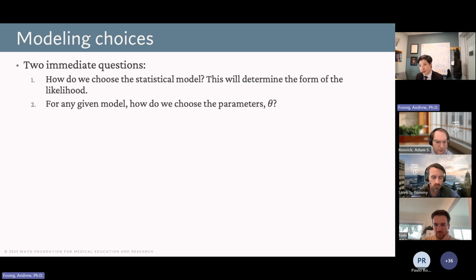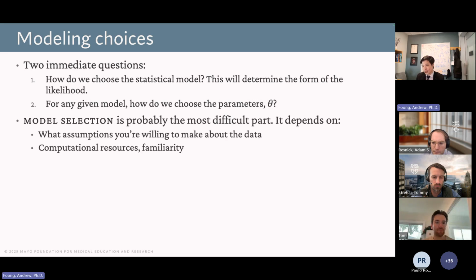So now there are two immediate questions once you write down the likelihood. How do we choose the statistical model? This choice is going to determine the form of the likelihood function itself. And secondly, once we've chosen the statistical model, how do we choose the parameters theta that we should use with that model? So model selection, the first question, is probably the most difficult part.